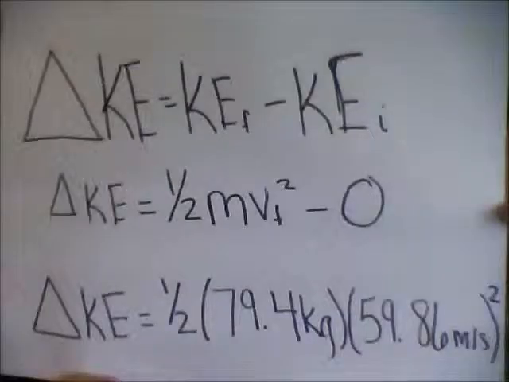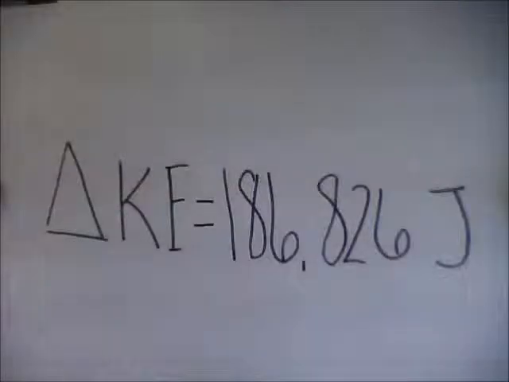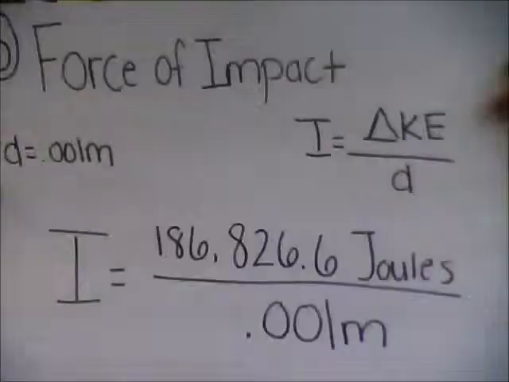I can now solve for the change in the kinetic energy. The initial kinetic energy of Neo at the top of the building would be 0, and the final kinetic energy can be solved using 1/2 times Neo's mass times his velocity squared, or 0.5 times 79.4 kilograms times 59.86 meters per second squared. This calculation will give Neo a total of 186,826.6 joules.